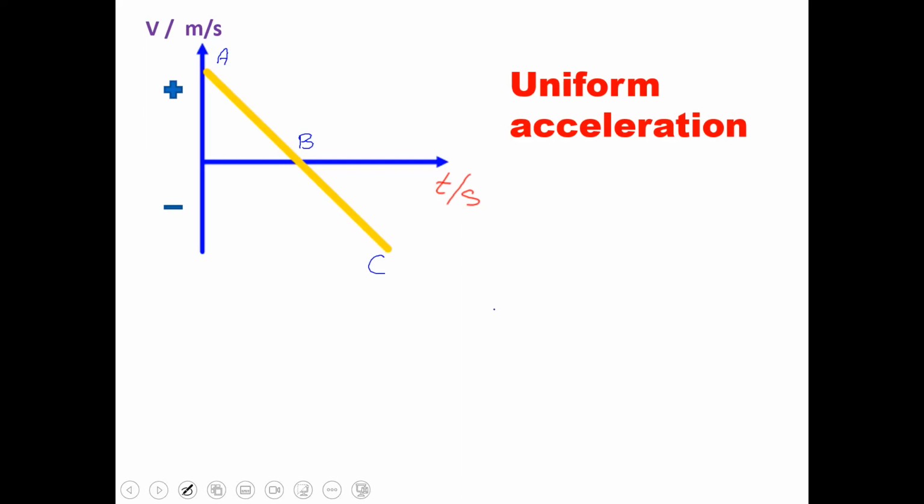So this is uniform acceleration, yeah? This is how it is uniform acceleration, because the line is straight. When a graph has a straight line, it means constant gradient. Yes, sir. Have you copied it? Yes, sir.